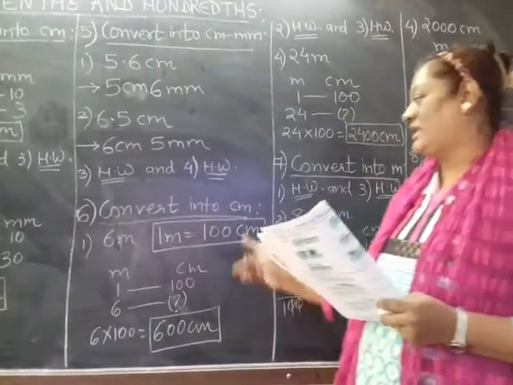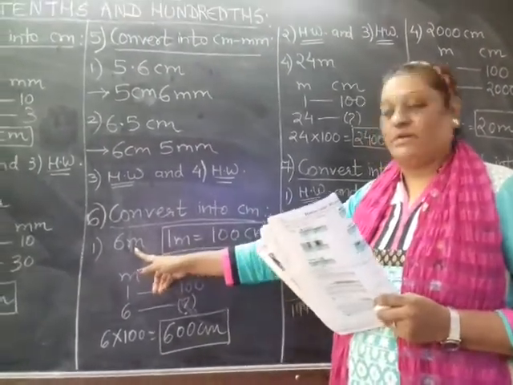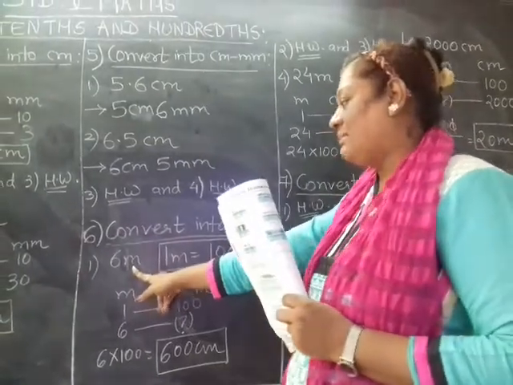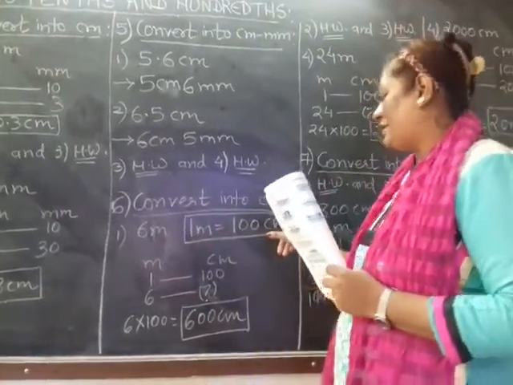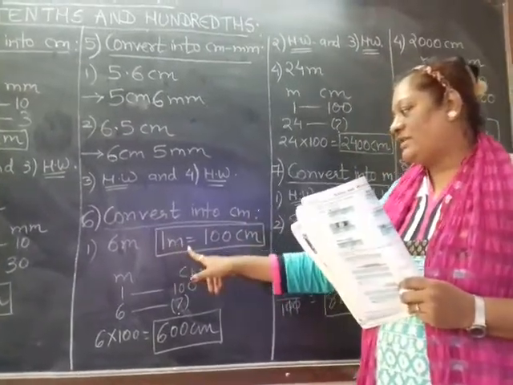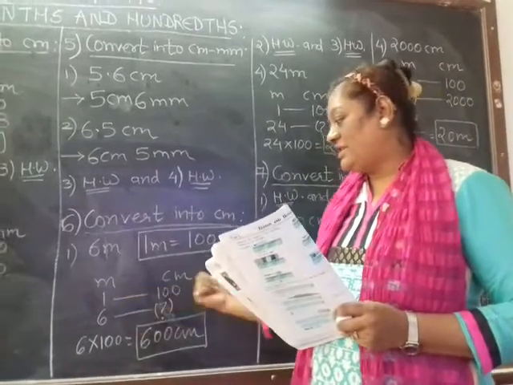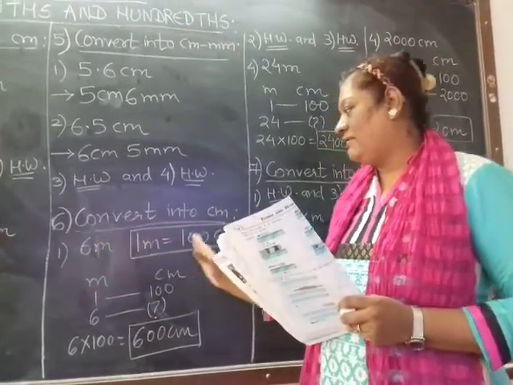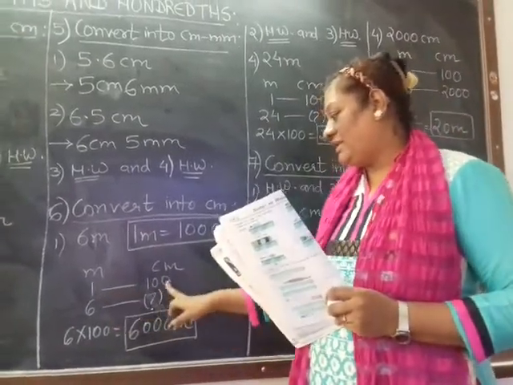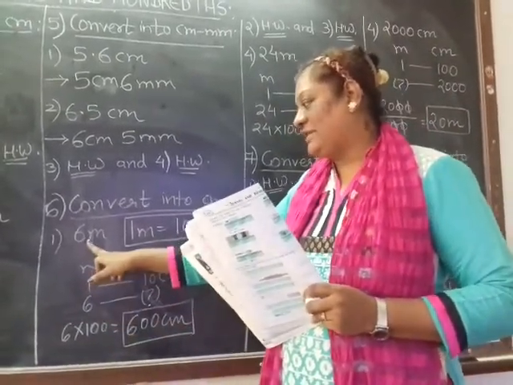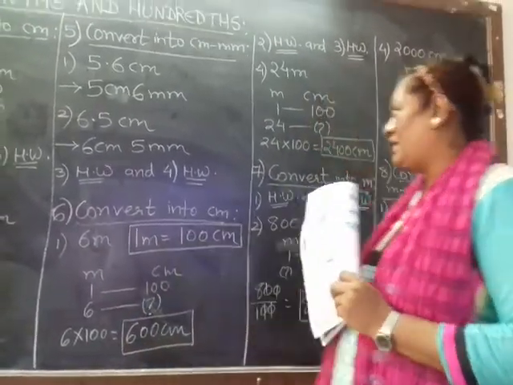Now convert into centimeter. What do we need to convert? Here m is given, not mm. M means meter. Right now meter becomes bigger and centimeter becomes smaller. So 1 meter makes how many centimeter? 100 centimeter. So convert meter into centimeter. A bigger unit we need to convert into a smaller unit by multiplication. So 1 meter is 100 centimeter. So what if it is given 6 meter? 6 into 100 will be 600 centimeter.